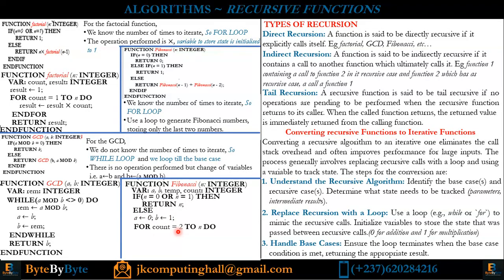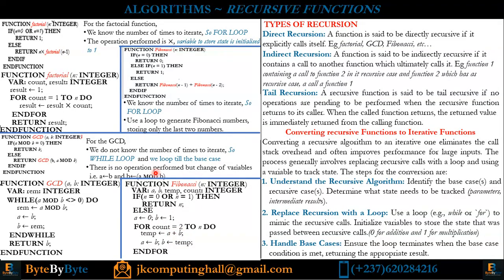That's why I say for count equals 2. And as I explained the other time, count equals 2 is where my third term starts, because for the Fibonacci, the first term is n equals 0, the second is n equals 1, and the third term is n equals 2. That's why count starts from 2 right up to n. So what should happen? Temp takes what? a plus b. This is now our third term, the sum of these two.